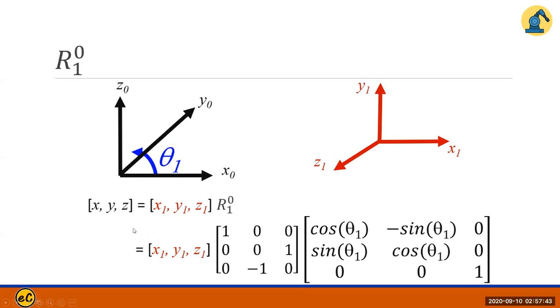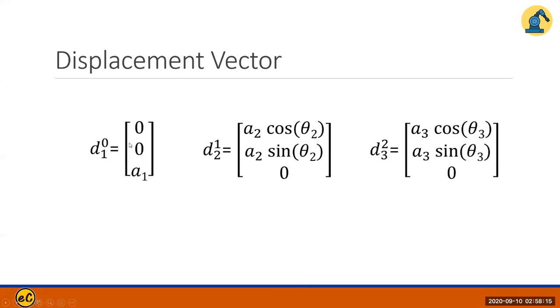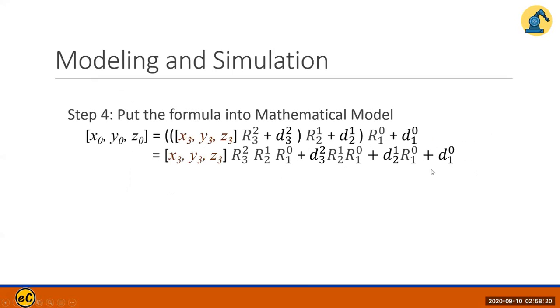We should be able to formulate the x0, y0, z0 by the x1, y1, z1 with the rotational matrix. So same thing, we can work on the x1, y1, z1, and then based on the x2, y2, z2, and the rotational matrix and orientation matrix. So by doing this repeatedly, we will be able to come up with the overall vector, and the result will be something like this, okay? And we can put this formula into the Python program and then do simulation.